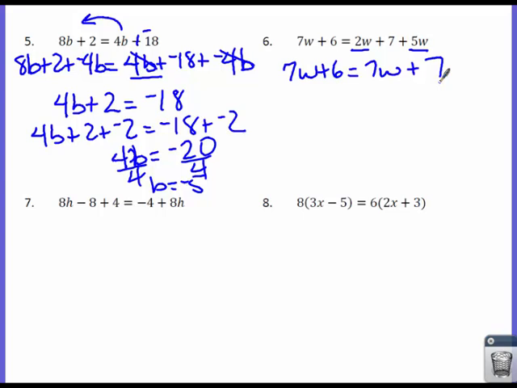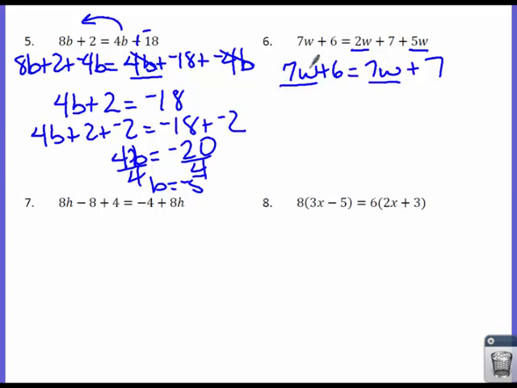So at this point in time, we should be having bells and whistles going off in our head, because on the right-hand side I have a 7w, and on the left-hand side I have a 7w. So that tells us automatically that our variables are going to be eliminated, and there's only 2 answer choices. Let's see which one this one is.